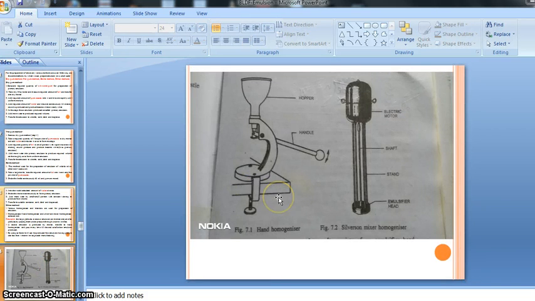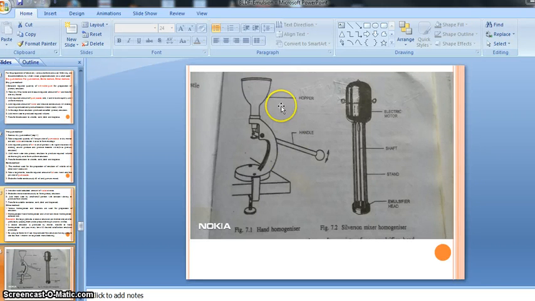So this is our hand homogenizer and Silverson homogenizer, right? These are two pictures of homogenizers, right? These homogenizers are used for small scale emulsion preparation. So the hand homogenizer and Silverson mixer homogenizer, and this kind of machine, are used at institute level or college level also, right?